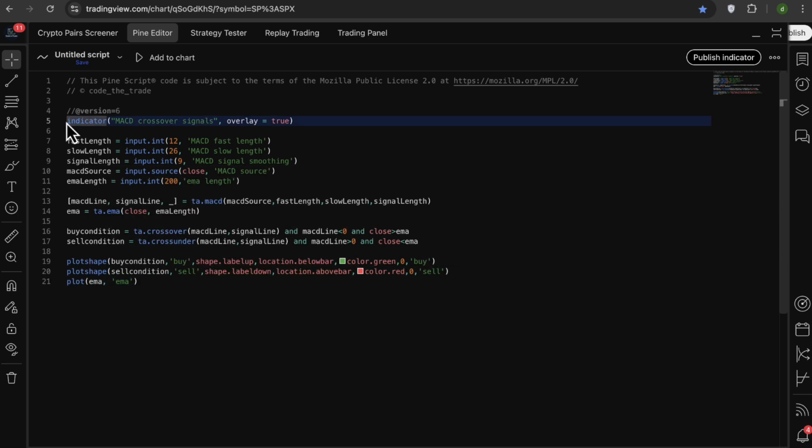Now let me briefly explain this code so you can understand it better. First, we have the indicator function, and in that we have two arguments. The first argument is the title of the indicator, and the next argument is overlay equal to true, and by that we say that we want our indicator to plot in the chart and not in a separate pane. After that, we have the inputs for the MACD indicator, and next we have the input for the length of the EMA. In the next lines, we calculate the MACD and the EMA indicators with the inputs that we have.